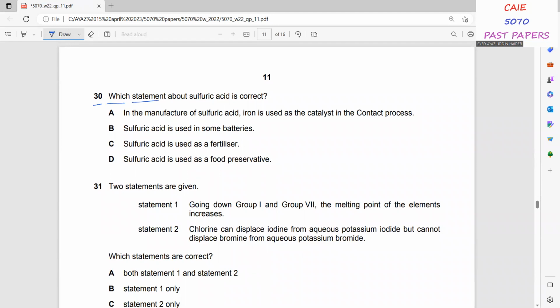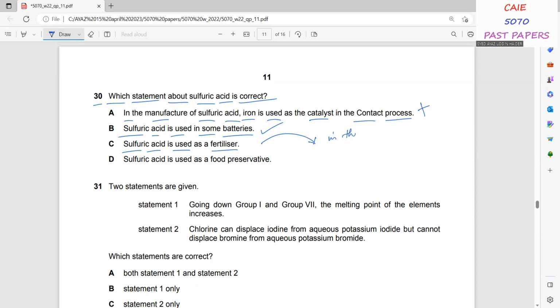30. Which statement about sulfuric acid is correct? Now I'm reading all the statements first. A. In the manufacture of sulfuric acid, iron is used as a catalyst in the contact process. This is wrong, because vanadium pentoxide, V2O5, is used. B. Sulfuric acid is used in some batteries. This is the right statement, because sulfuric acid is used in batteries. C. Sulfuric acid is used as a fertilizer. Remember, sulfuric acid is used in the making of fertilizer.